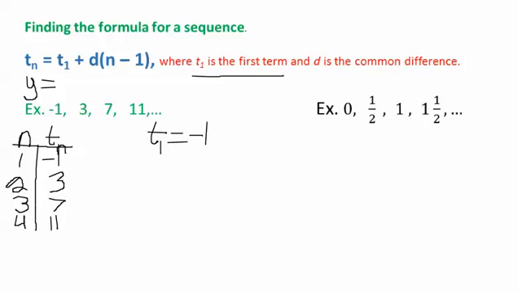And then they tell me that d is the common difference. So I need to find the common difference here. Between negative 1 and 3, there are 4 numbers. Between 3 and 7, there are 4 numbers. And between 7 and 11, there are 4 numbers. So my common difference is 4.